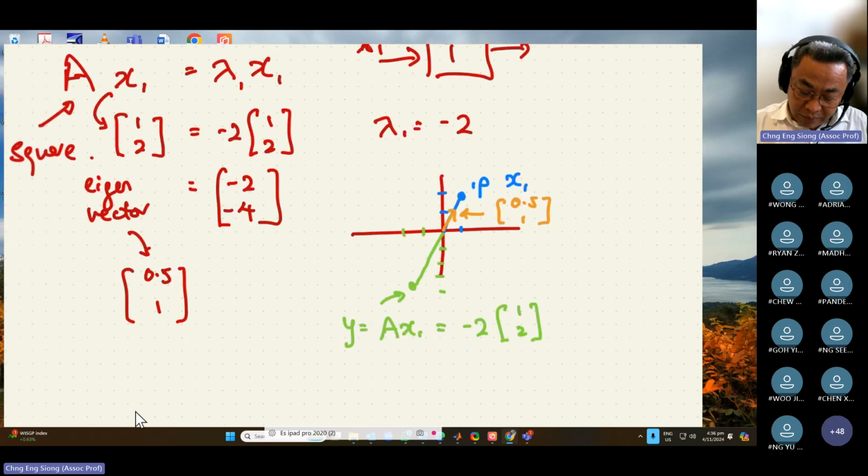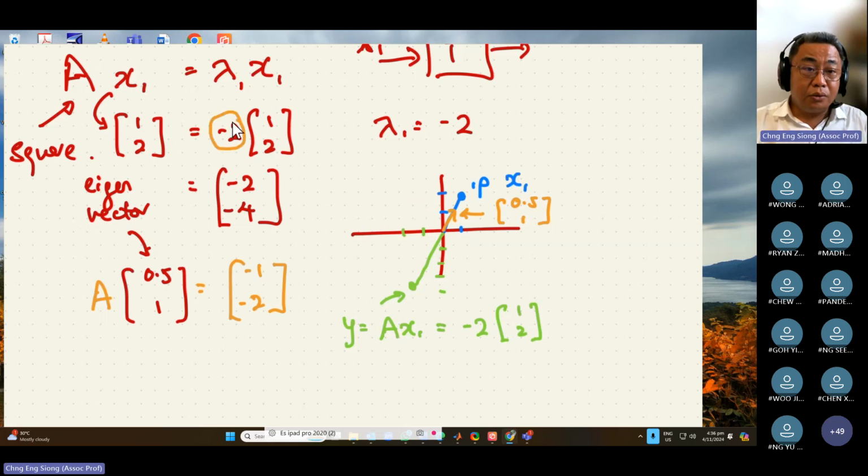And then when we submit this through A, the output is the eigenvalue times this vector. Sorry, the eigenvalue is minus 2. Minus 2 will be multiplied by this vector. It will be minus 1, minus 2, and it will be this vector. Maybe I should draw in red. So again, the orange is transformed into the red.